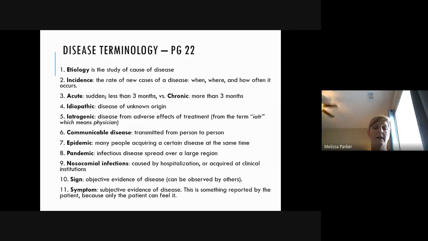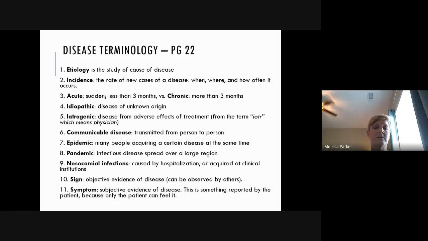So a sign is an objective evidence of disease. Objective means that we can measure it or other people can see it. So vital signs, like I can assess a person's temperature, right? That is a sign. If I take their temperature and it is elevated to 102.3, I can measure the temperature, okay? So let me move on to the next one and then I'll go over that.